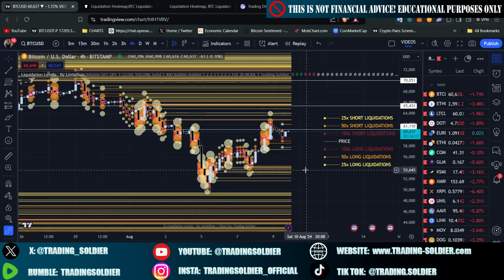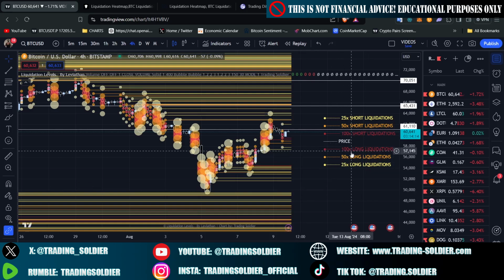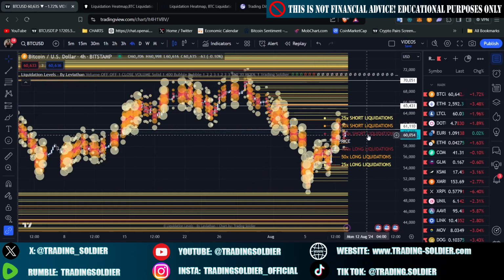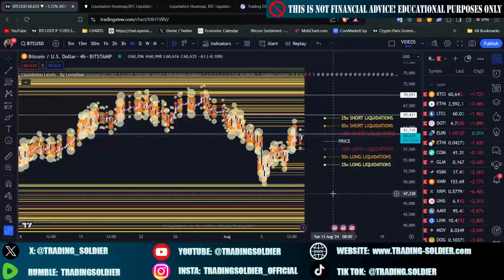So you will tell me, okay, now I have this information. I know where the 10x, 25x, 50x and 100x leverage traders have their liquidation levels. How can this benefit me in my trading strategy? You can benefit from this in many ways. Usually these 25x, 50x, 100x and 10x liquidation levels coincide with supply and demand areas or support and resistance areas in the chart. So this causes confluence.